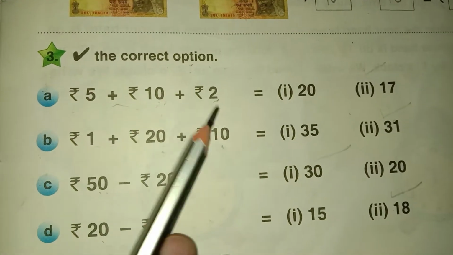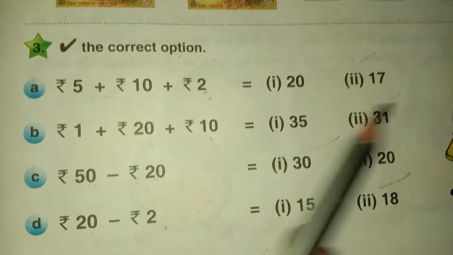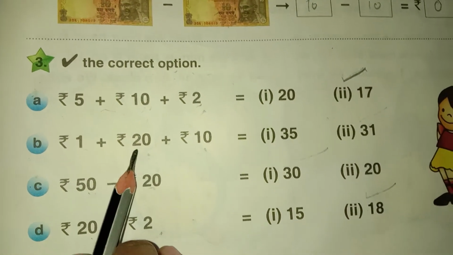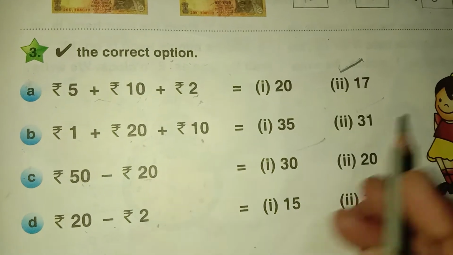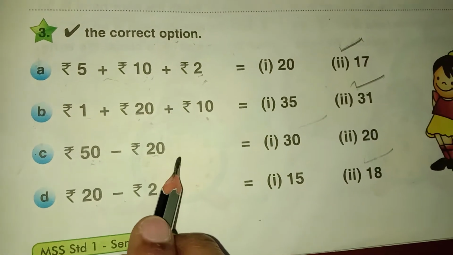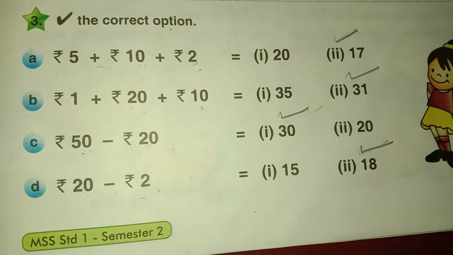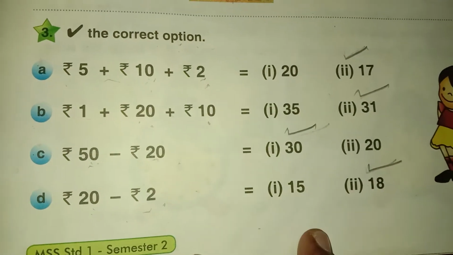5 plus 10 is 15, 15 plus 2 is 17. The correct option is the second. 1 plus 20 is 21, 21 plus 10 is 31. 50 minus 20 is 30. 20 minus 2 is 18. Okay, this is the completion of your 13th lesson.